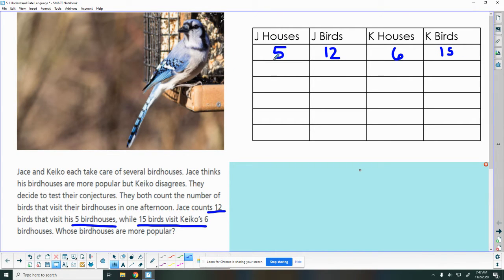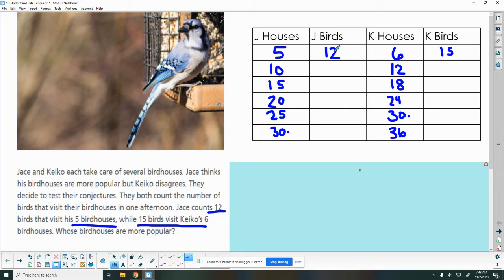So if this pattern continued at the same constant rate, he would get 10 birdhouses, then 15, 20, 25, 30. And Kiko would make 6, 12, 18, 24, 30, 36. So I can see that they both have the least common multiple of 30. So if they both built 30 birdhouses, then that would tell me who had more birds visiting their equal number of birdhouses.